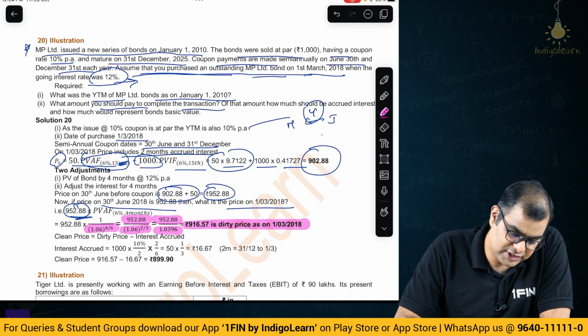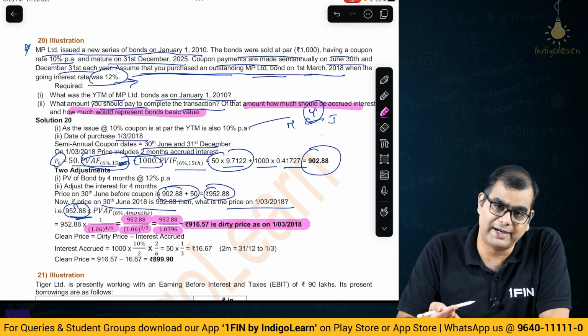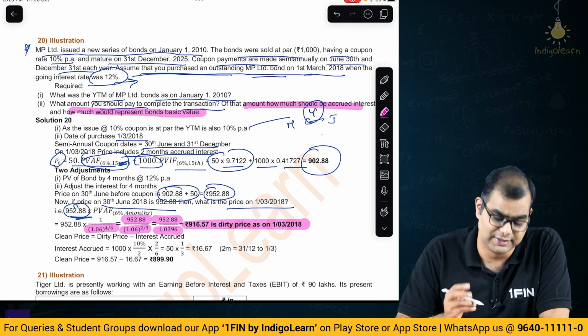Now the question that they have asked is how much would be accrued interest and how much would represent the basic value of the bonds. So you have to compute the interest that is accrued for 2 months. It is very simple. The interest is 50 rupees for 2 months, right?